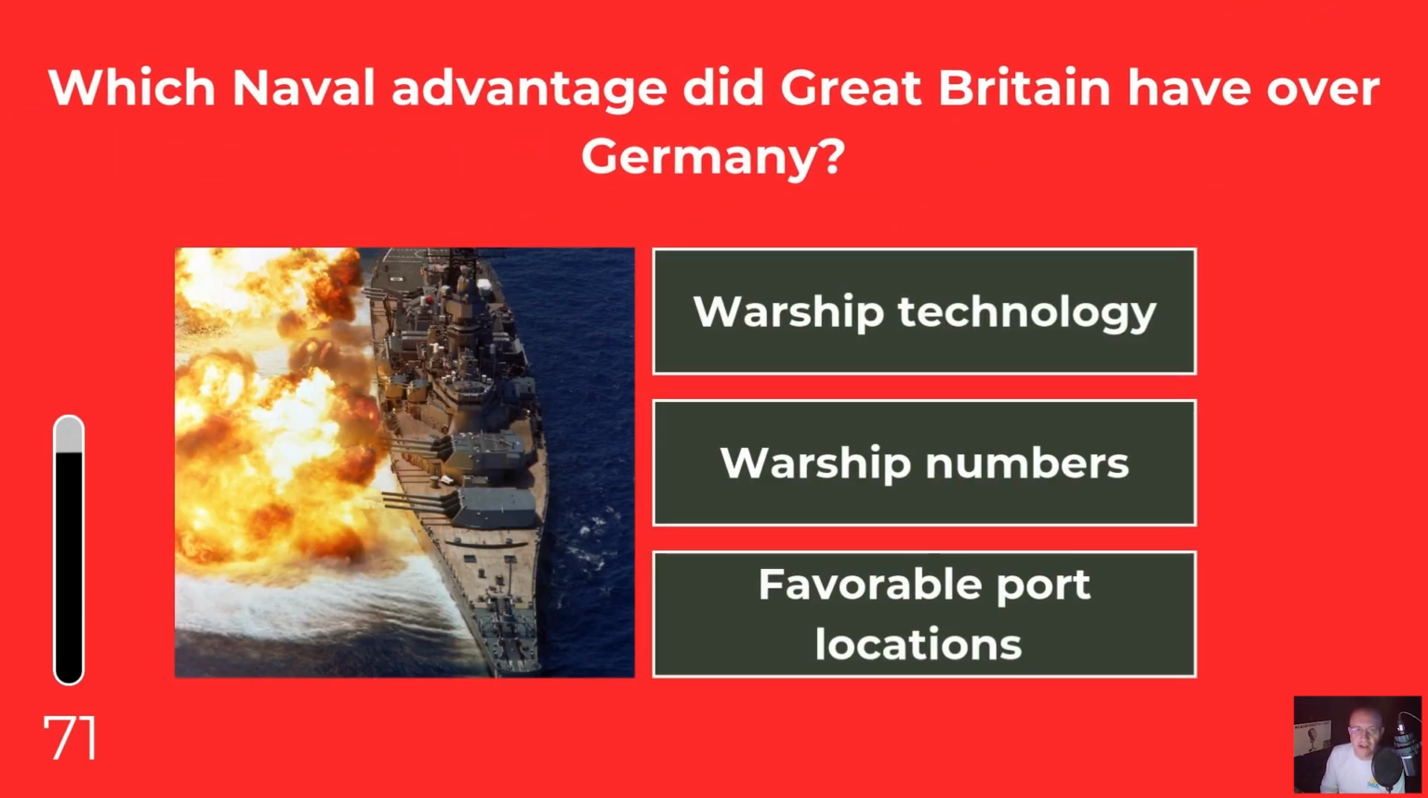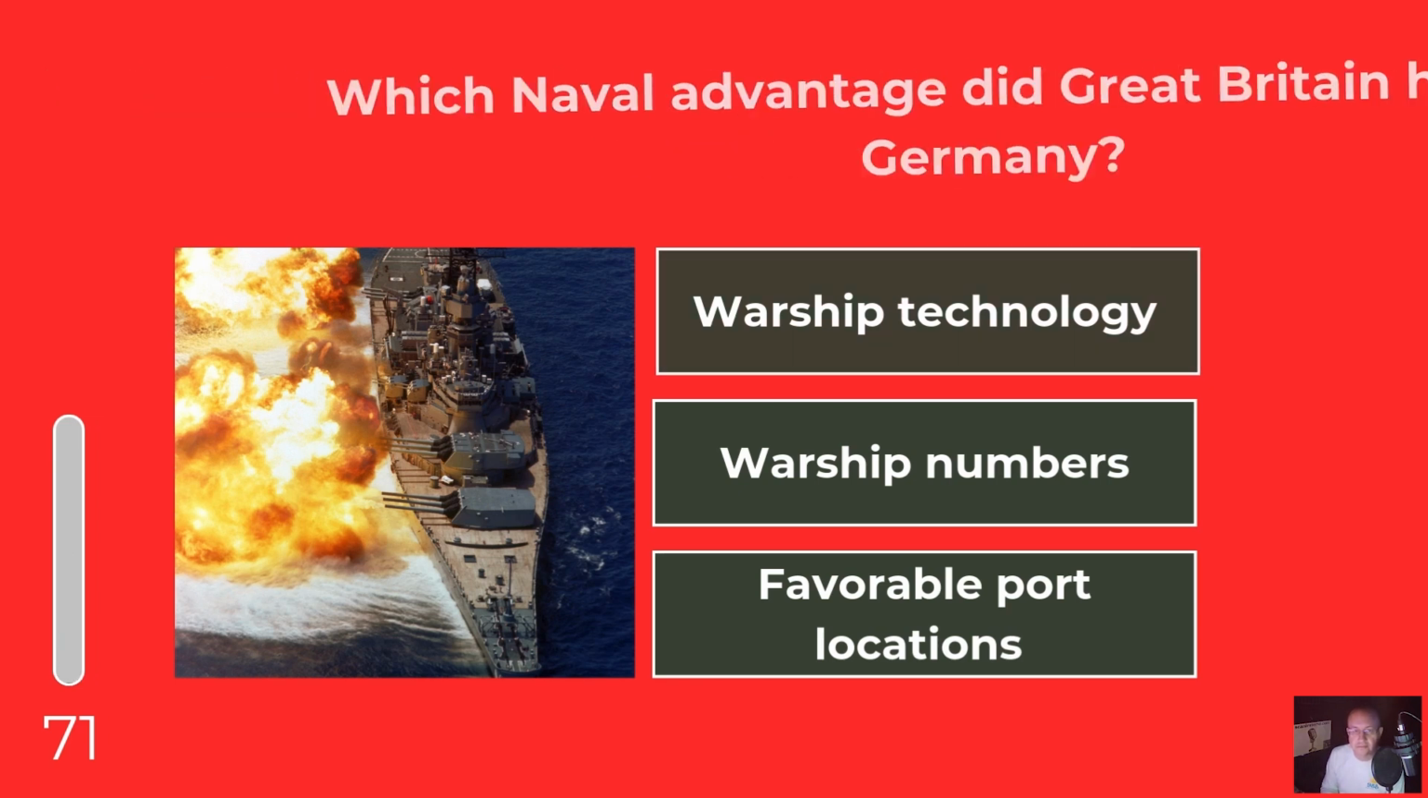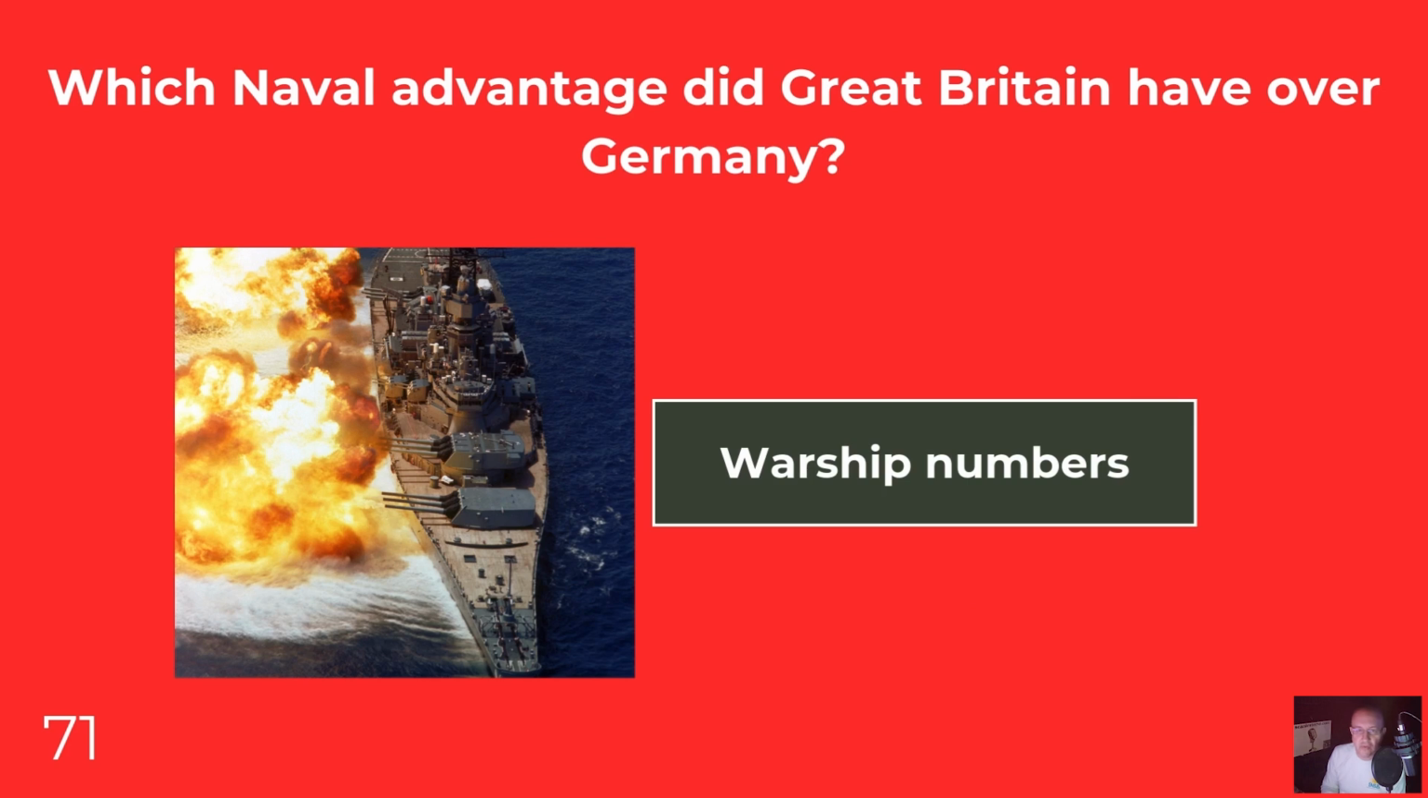Which naval advantage did Great Britain have over Germany? Was it warship technology, warship numbers, or favorable port locations? They had an advantage with warship numbers.